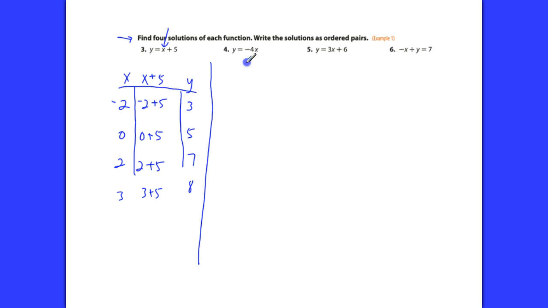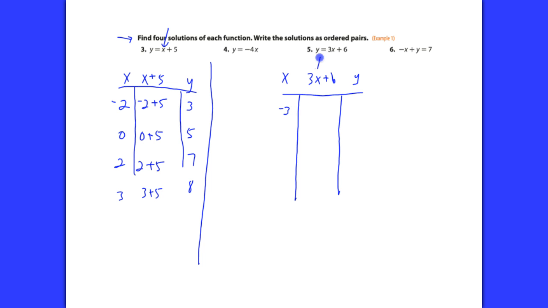I'm going to skip number 4 and move on to number 5, because these two I think are a little trickier, and it'll cover what you'll see there. Number 5, again, let's make a chart. We have x, we have 3x plus 6 in the middle, and we have y here. So again, the question is asking, what is the value of y when x is this value right here? So let's pick a value for x. Again, we should have at least one negative number, 1 or 2, 0, and maybe 1 or 2 positive.